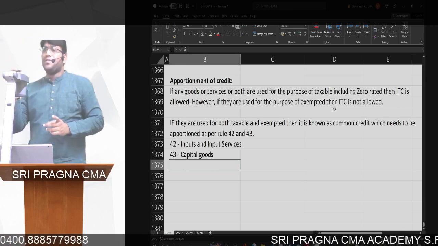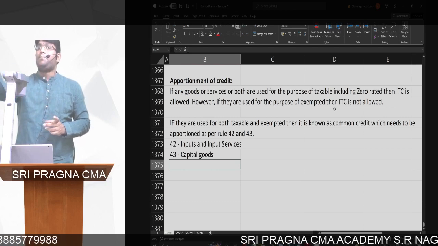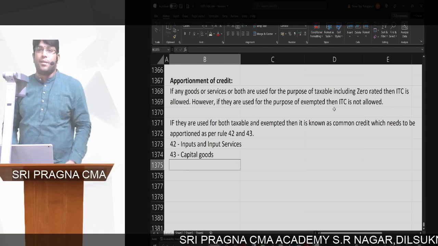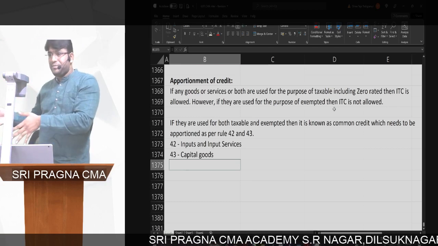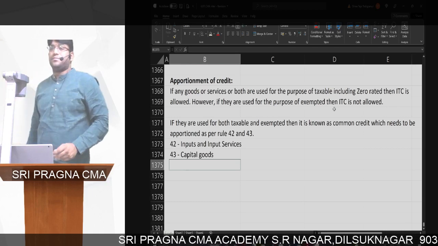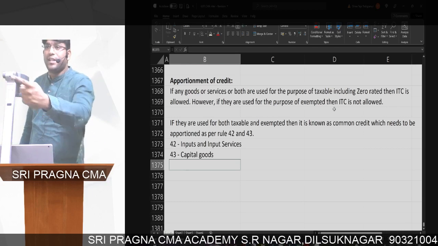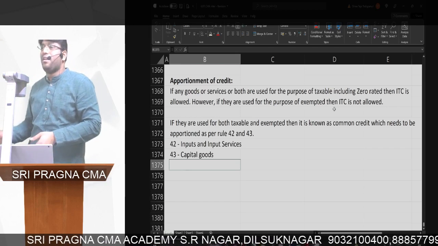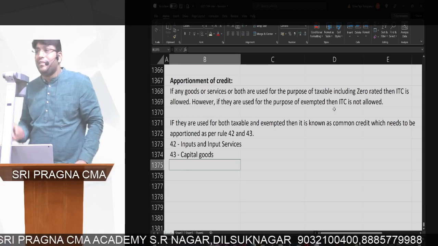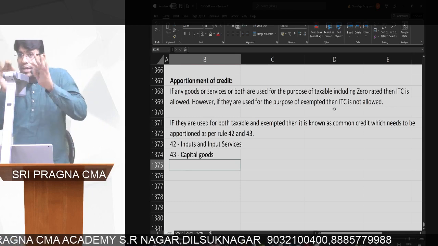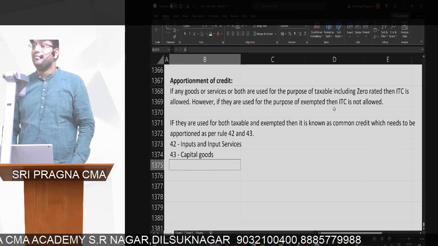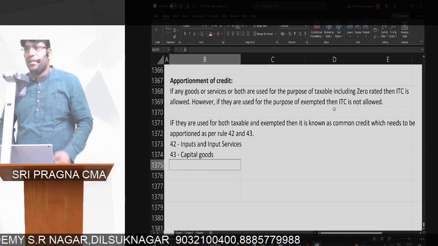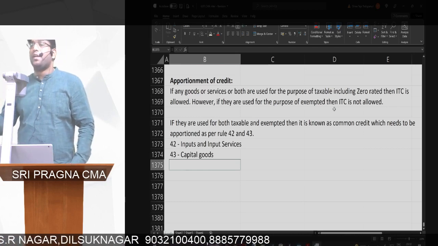Take a small example. Shivateja is a manufacturer of pens and pencils. Just assume pen is taxable, pencil is exempt. I purchased one machine. The machine is a capital good. If I use this machine only for pens, credit is allowed. If I use it only for pencils, credit is not allowed. But I am using this machine for both pen as well as pencil. Then we call it common credit, which we need to apportion. Friends, yes or no? Speak out, everybody. Point is simple. How do we apportion? We'll talk in detail.